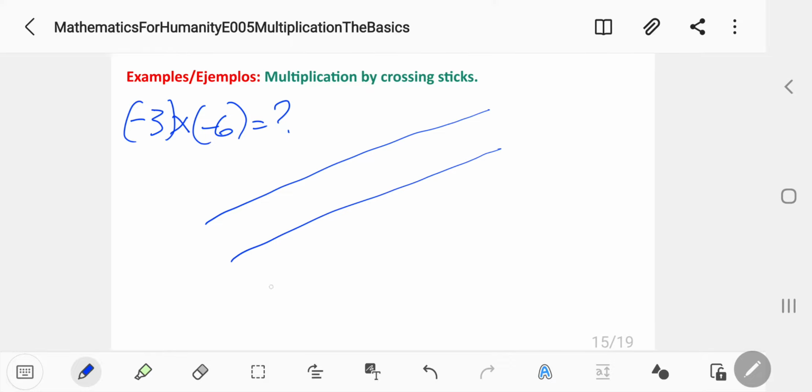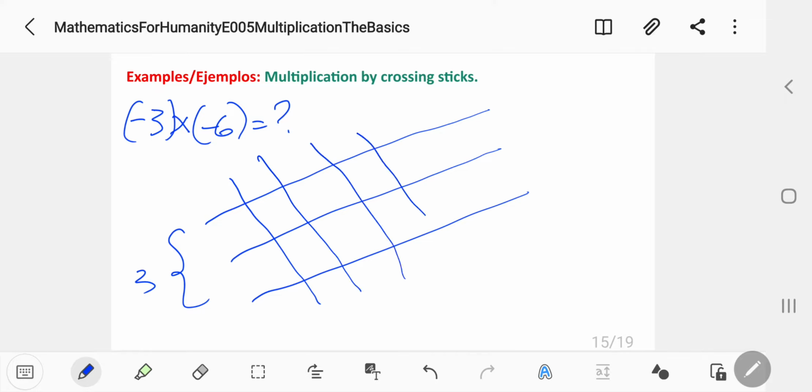1, 2, 3 sticks. 3, and then you have 6 here. 1, 2, 3, 4, 5, and then 6 here. So these are 6. Then you can count the intersections, and that would be the answer.